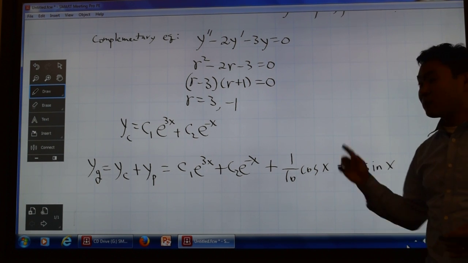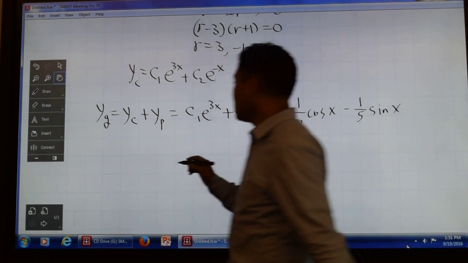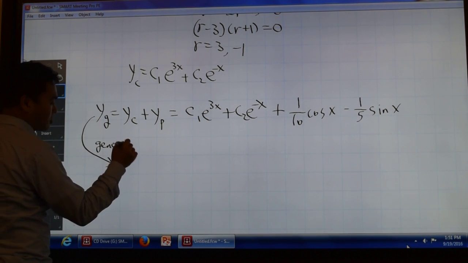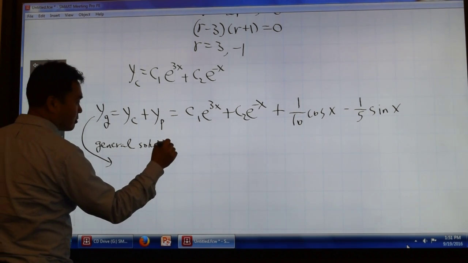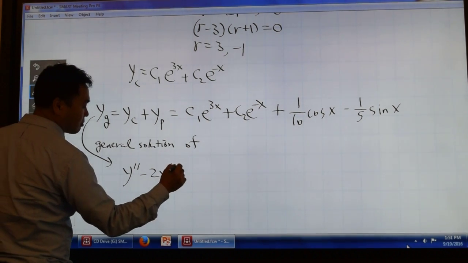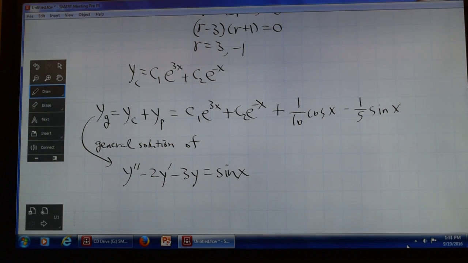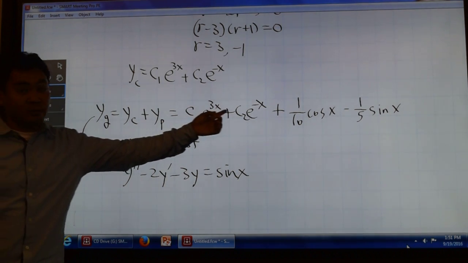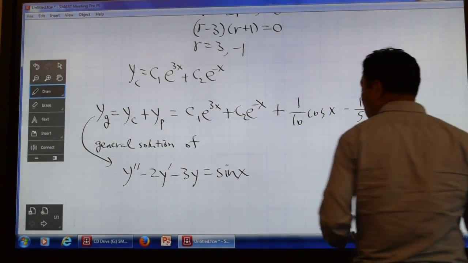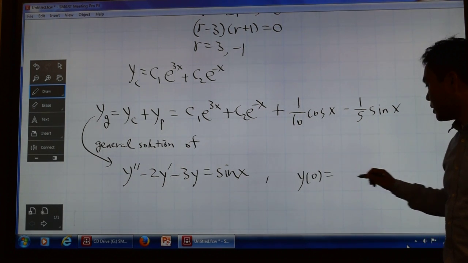Now, why is it important to have C1 and C2? Because when we are given this, we're saying that this is the general solution of y double prime minus 2y prime minus 3y equals sine of x. See, it's important to have two free parameters as a solution to this differential equation, because you could also be asked the same equation with two given initial conditions.